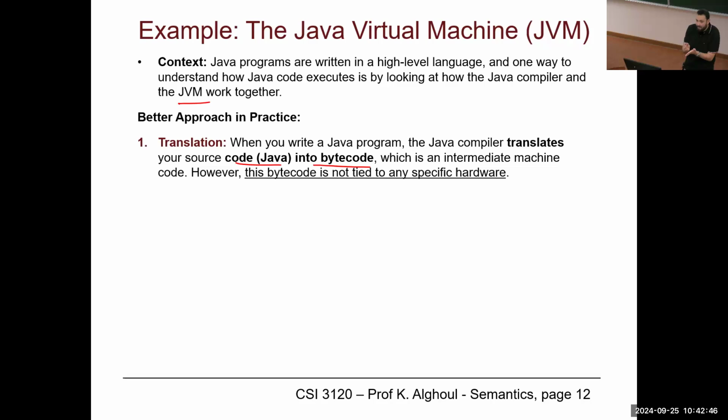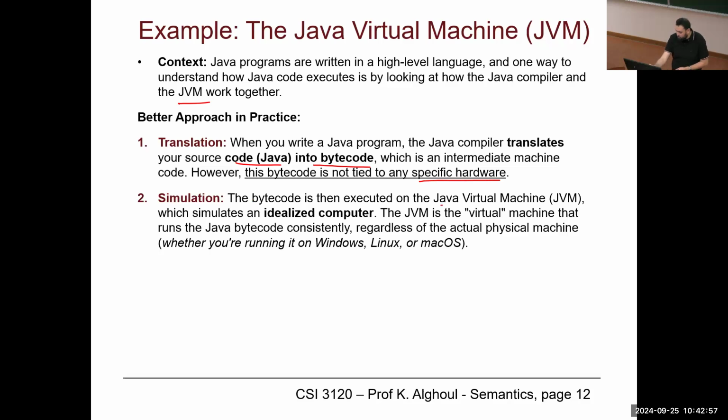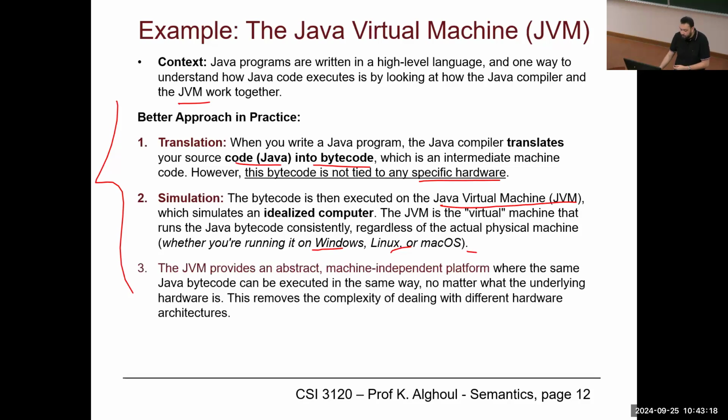But when we do this, are these bytecodes connected to any specific hardware? No, it doesn't matter. That's why when we do the simulation on the virtual machine, which is the Java virtual machine, it's going to run with no problem on Windows, Linux, or Mac. It doesn't matter because where is the code running for you? On the virtual machine itself. Okay, so this example is for you to understand what we mean by virtual machine.